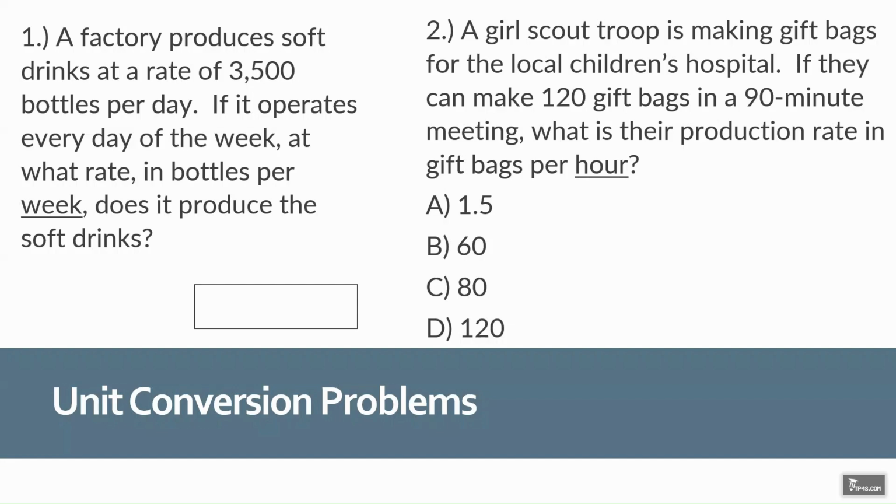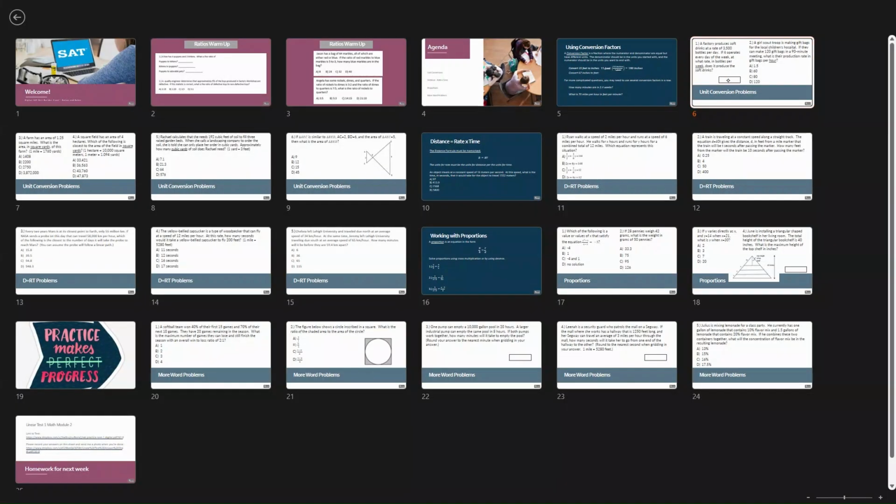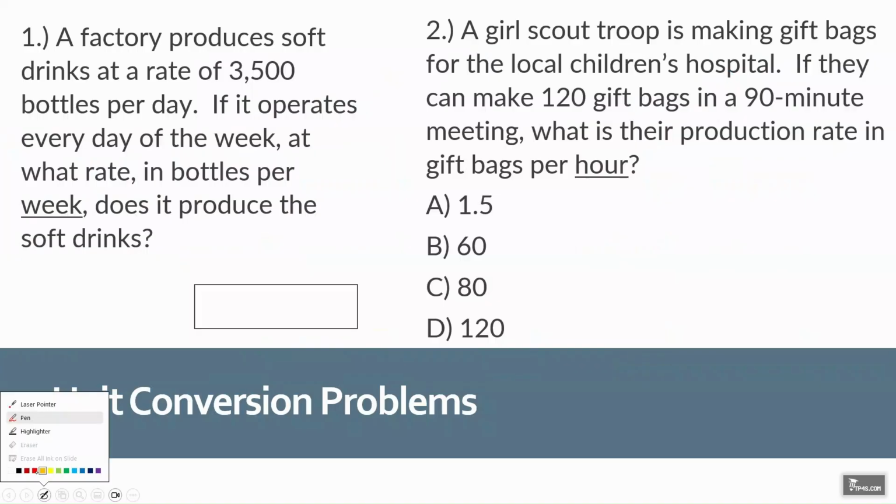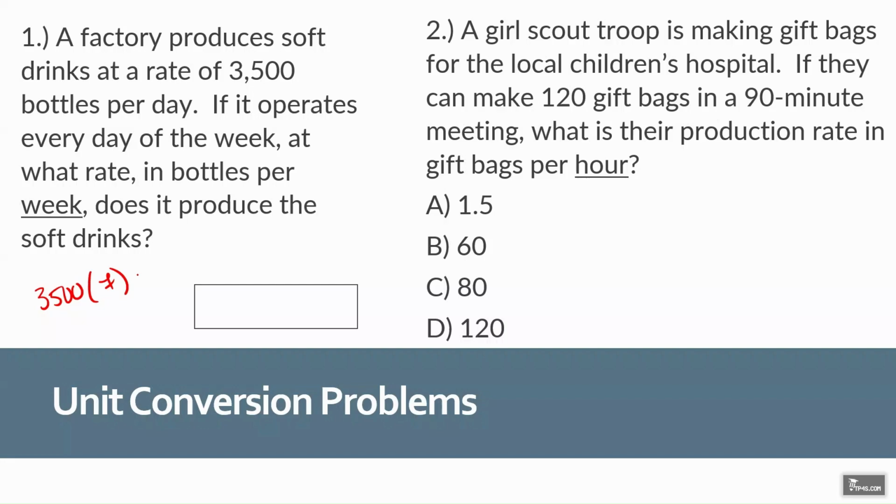The first one, I actually think we did this question in the opening video. So if it looks familiar, you maybe saw it a couple of weeks ago. So you are just going to take the 3,500. I'm not even going to use stoichiometry for this. I'm going to multiply it by 7 and you get 24,500.